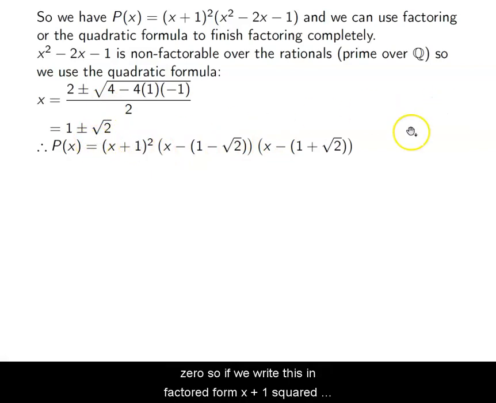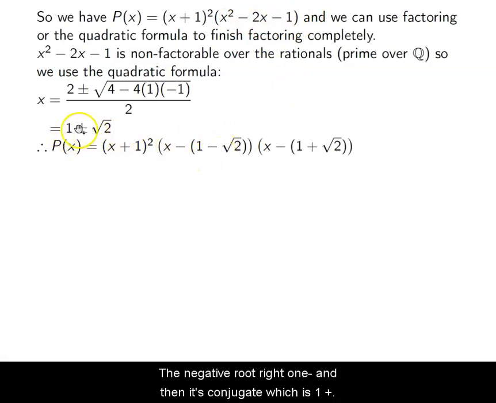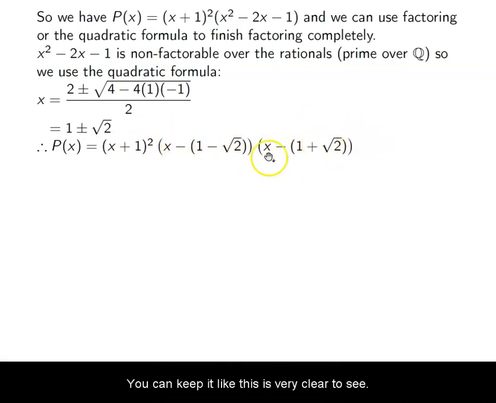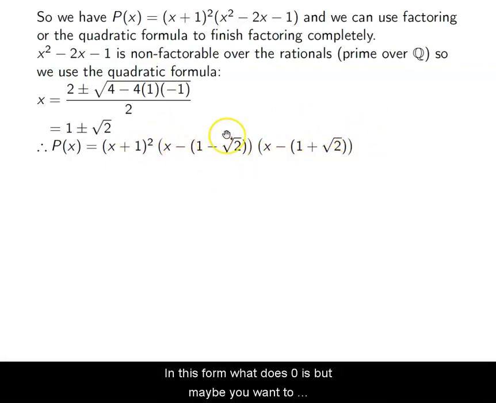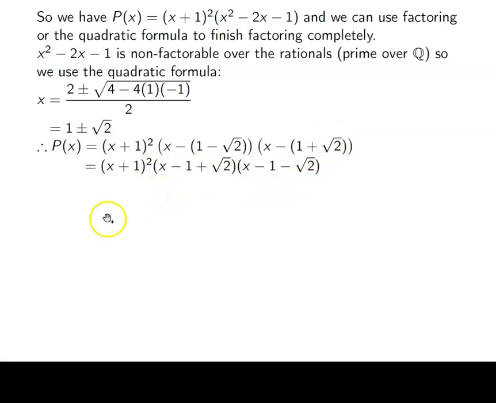So if we write this in factored form, it's x plus 1 squared, right? And this factors to x minus the negative root, 1 minus, and then its conjugate, which is 1 plus. You can keep it like this. It's very clear to see in this form what the zero is. But maybe you want to distribute the negative sign in each, and that's fine as well. So here you get negative 1 plus root 2 and negative 1 minus root 2. It doesn't matter if you keep it in factored form, so you know, oh, this is the zero and this is the zero, or you can distribute the negative. Both are fine. So let's do another example.